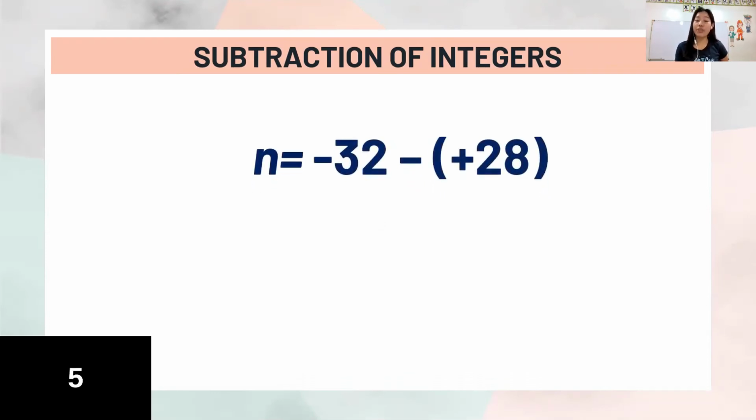N equals negative 32 minus the quantity of positive 28. Your timer starts now.